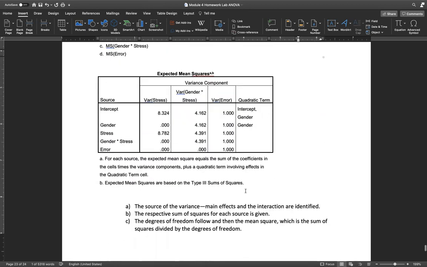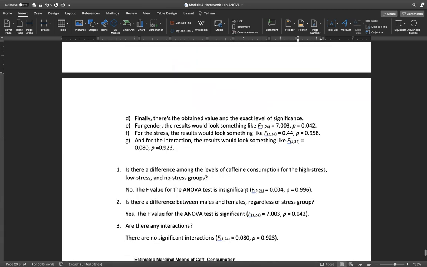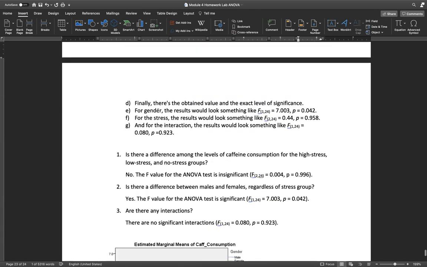And so we're going to scroll on down. I've got some explanation of that. Tells you how to write out each one. For gender, we would have this answer. For stress, we would have this answer. And for our total interaction, we'd have this answer. So I have some questions here. It says, is there a difference between the levels of caffeine consumption among the stress? No, it's not significant. And this is how I write my results. If it is significant, like with gender, this is how I write my results. Is there an interaction? Nope, there are no significant interactions.